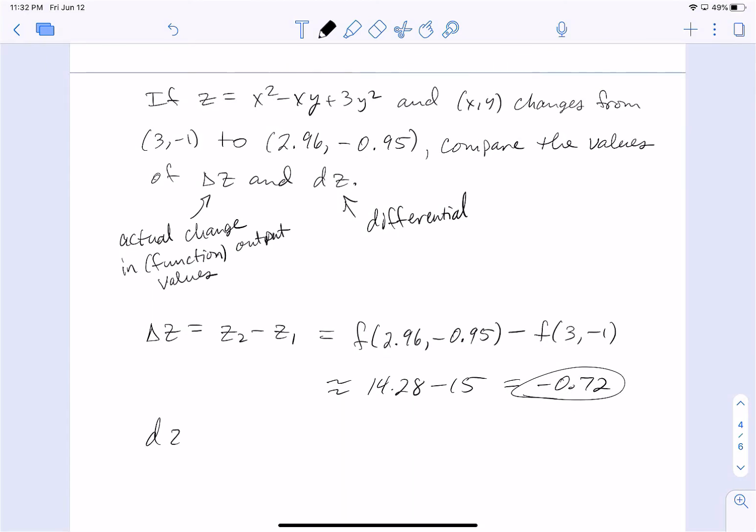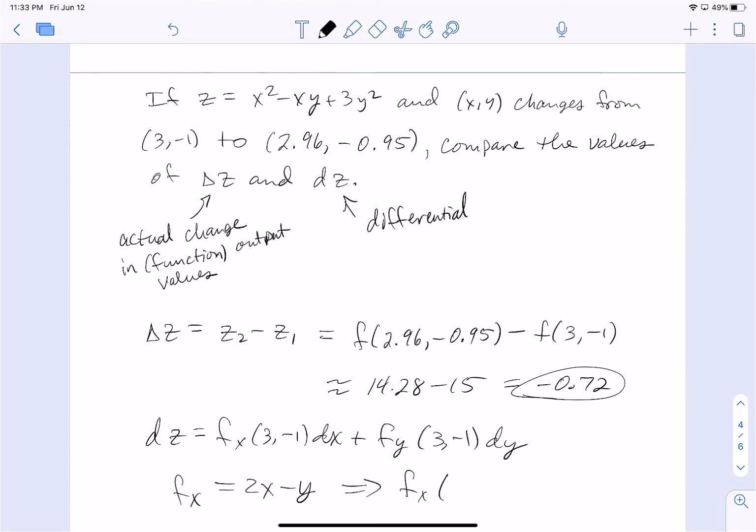dz is the partial of f with respect to x at (3, -1) times dx plus the partial of f with respect to y at (3, -1) times dy. And this will be fairly straightforward. The partial of f with respect to x is 2x minus y, which means that the partial of f with respect to x evaluated at (3, -1) is equal to 7.